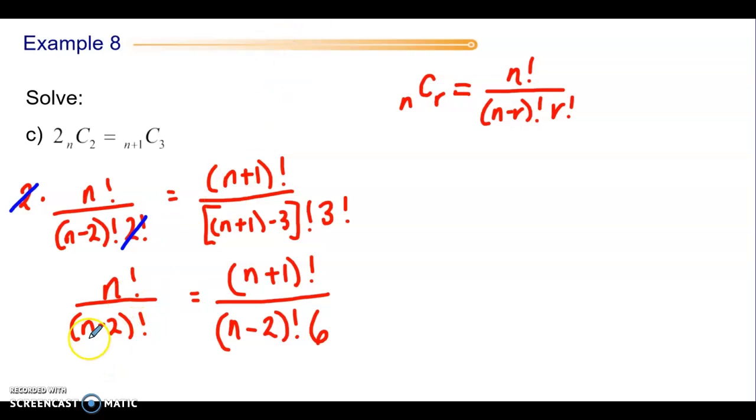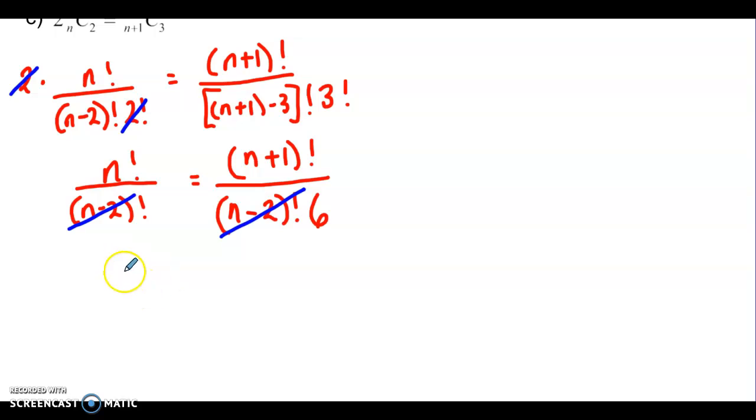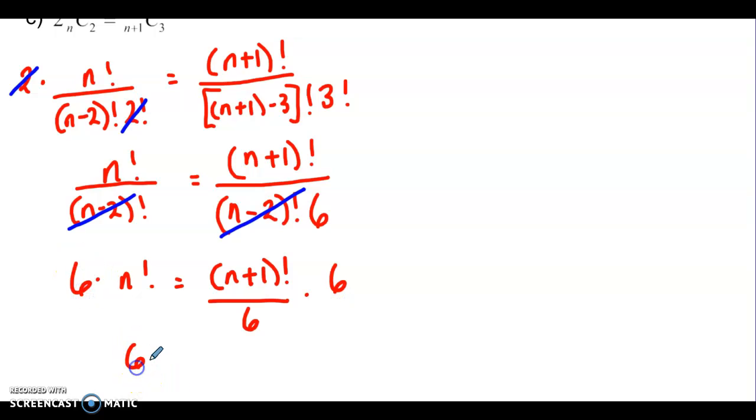We can now cancel the (n minus 2) factorial on each side, and we have n factorial equals (n plus 1) factorial divided by 6. We can multiply both sides by 6 to get rid of that denominator, and 6 times n factorial equals (n plus 1) factorial.